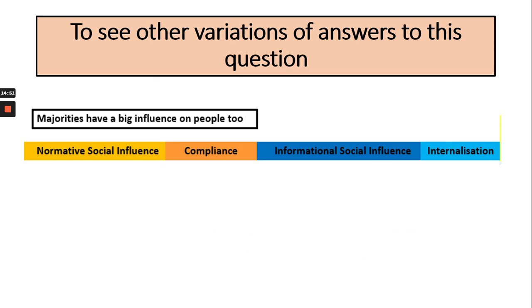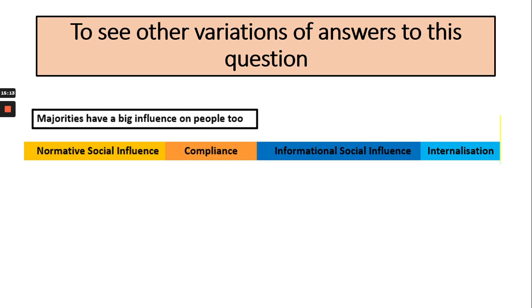What I've done as well is break down what we've learned from social influence. I've just told you how minorities have an influence on social change, or influence people. We've also learned majorities also have a big influence. So maybe you know a lot about normative social influence, compliance, informational social influence, and internalization. Maybe you want to see a question on that, and how that could be written.